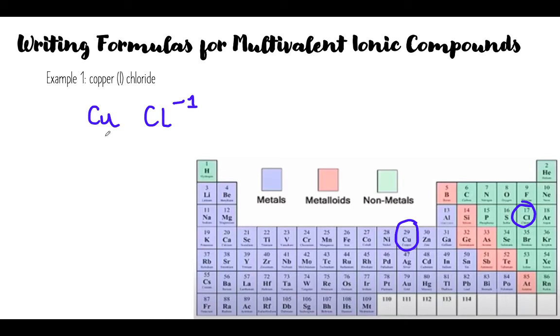Now, if we're looking at copper, according to my periodic table, I won't know what the charge is. However, if you go back to the name, you'll notice that there's a Roman numeral there. And that Roman numeral tells you the charge of the transition metal that we're talking about. So Cu +1, Cl -1, you still do the crisscross. Because they're both 1, I'm going to just leave them as CuCl. And that's it. Let's do more practice.